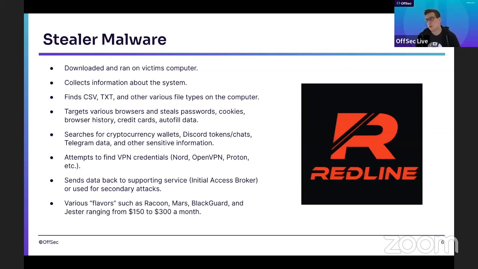But there's malware out there that will go through and it'll dump all of your saved passwords, your cookies, your browser history, any credit cards that were stored, any autofill data. Sometimes it'll search for things like cryptocurrency wallets, chat tokens, Telegram data, VPN credentials. It tries to package up all that data, and it ships it back to whatever service it came from. So it can be used by initial access brokers, or by attackers in secondary attacks.